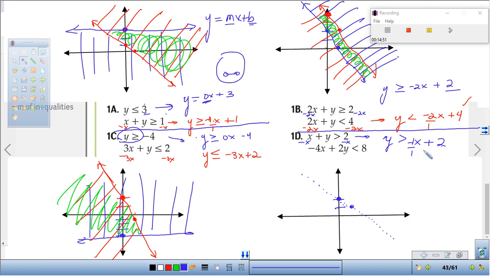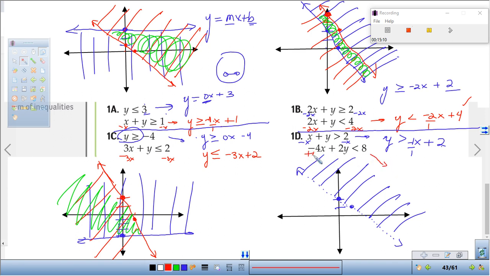Got it. And now it's going to be shaded above. Also, I should put arrows at the end. Okay, shaded above this way. Cool. Now we're going to come right here and do the next one in red.